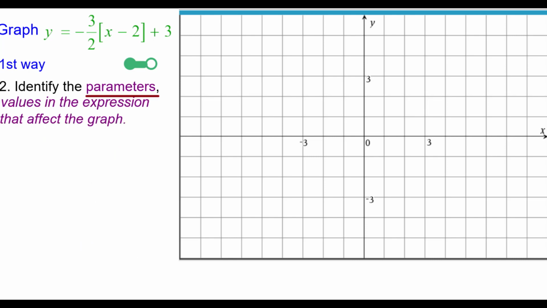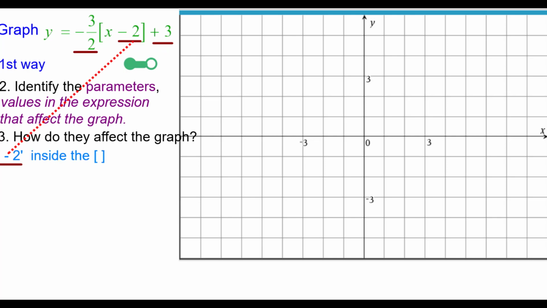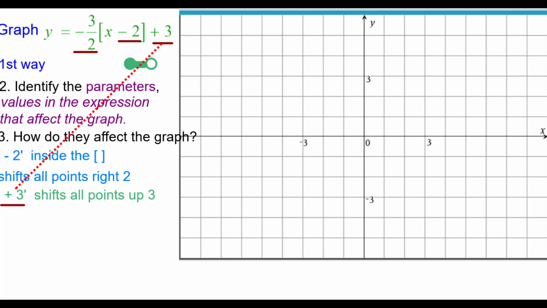Identify the parameters. These are values in the expression that affect the graph. In this case, we have three different parameters. How do they affect the graph? Well, the minus 2 is inside the function, inside the greatest integer brackets. This shifts all points to the right 2. The plus 3 outside the function shifts all points up 3.